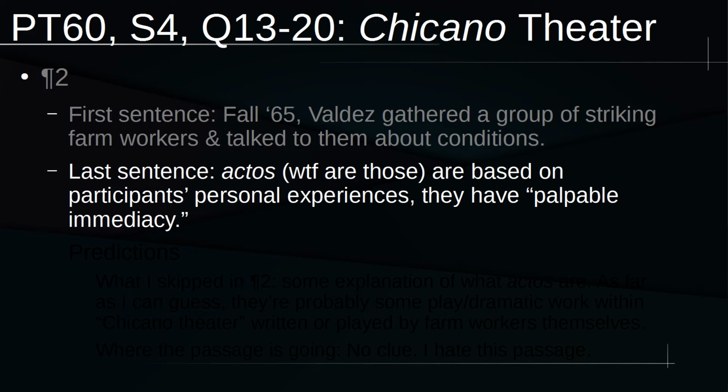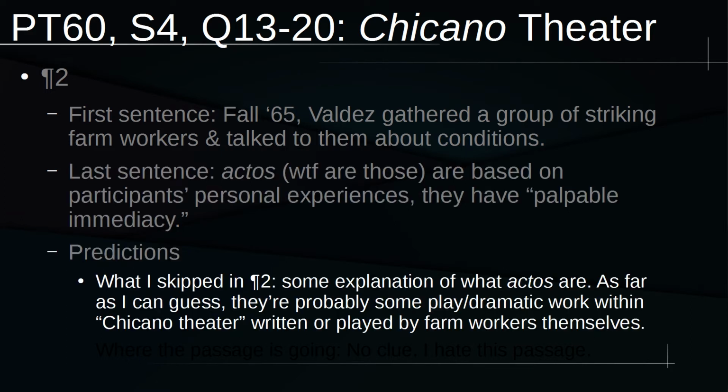A phrase like palpable immediacy is pretty colorful for the LSAT to include in a passage, so chances are there's going to be some sort of why did the author use this or what does the author mean by this kind of question, so that's just one thing I'm picking up as I read that last sentence there. So predictions. In terms of what I skipped in paragraph 2, I predict that some explanation of what actos are is what I skipped. As far as I can guess, they're probably some sort of play or dramatic work within the wider context of Chicano theater, written or played by farm workers themselves. That's my guess based on the whole last sentence, participants' personal experiences, palpable immediacy, that sort of thing.